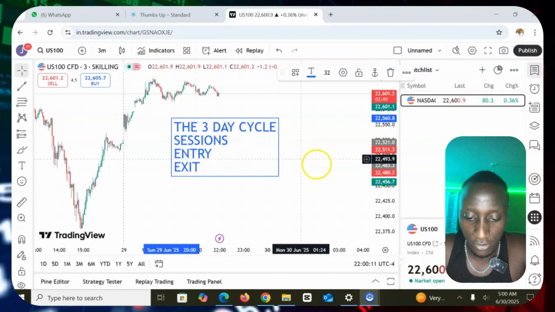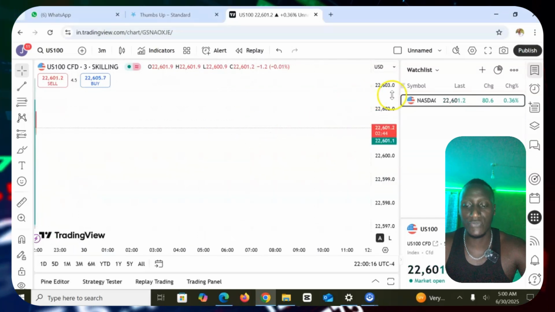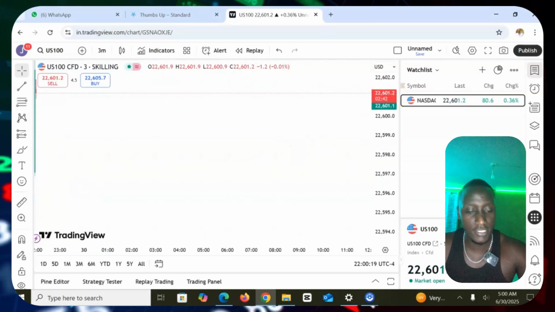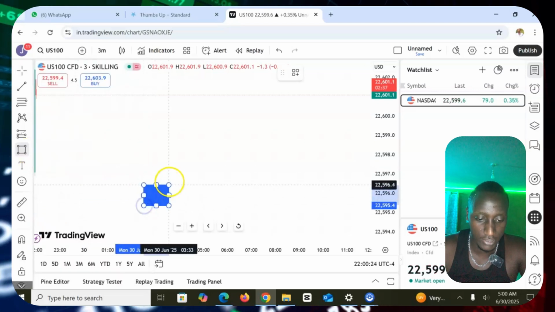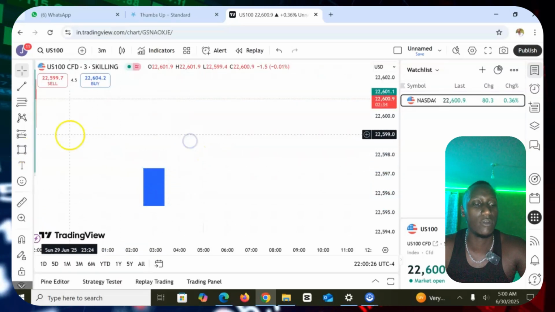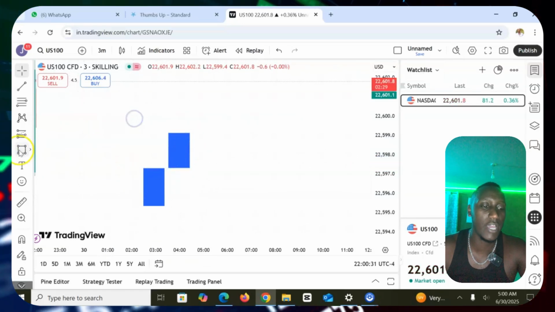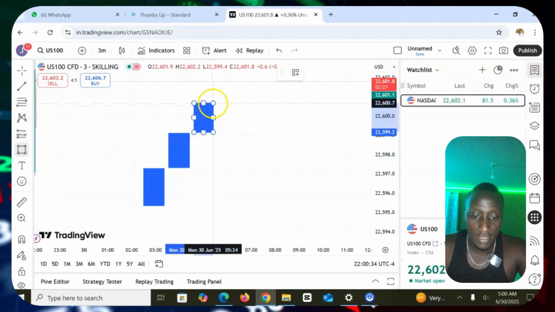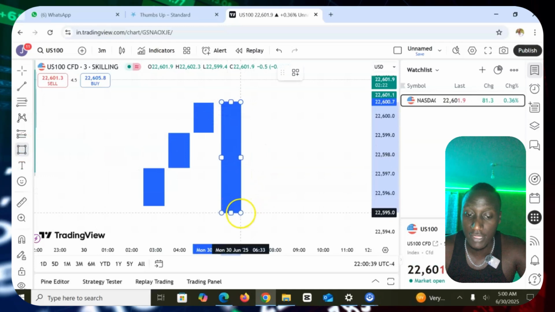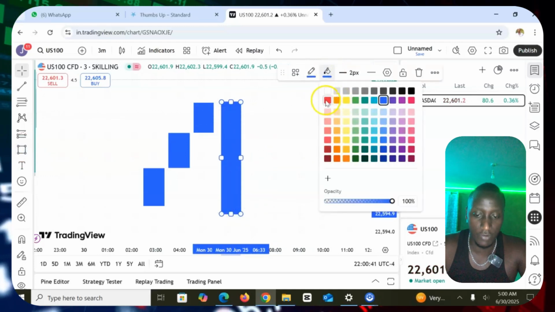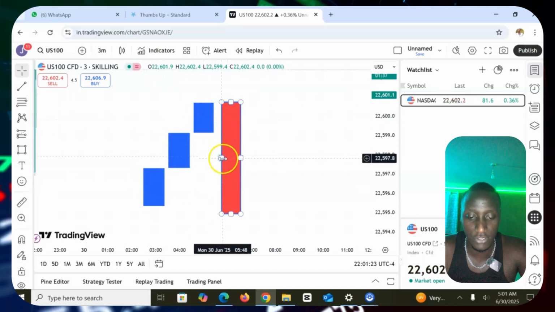The 3-day cycle. So what exactly is the 3-day cycle? It's very simple. It's a theory that states that when we have 3 pushes, so say for example, this is one candle, then we have another candle, and then we have another candle. There is a very high likelihood that we will get a reversal after the 3 candles. However, it states that after every 3 moves, we get a reversal.